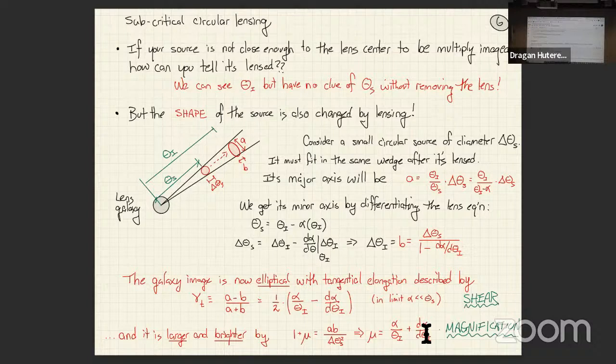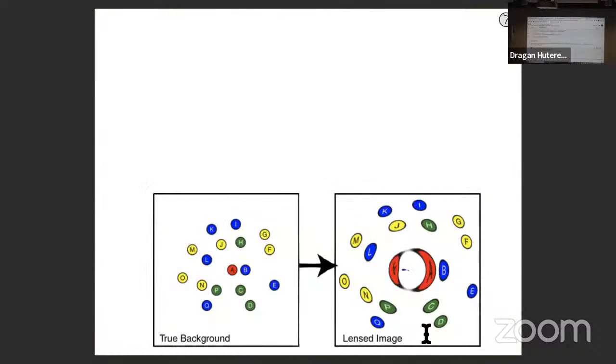All right, so what we see is that even if we don't have a dramatic change of the shape, we can get a slight one from a circle into an ellipse. So if I had a bunch of galaxies here, which I've labeled and colored with letters, and they're all circles, so that's like a background wallpaper. And then I plop a cluster, say a halo of dark matter, right in front. What happens is that galaxy A, which is right near the axis, gets turned into an Einstein ring or multiply imaged, right?